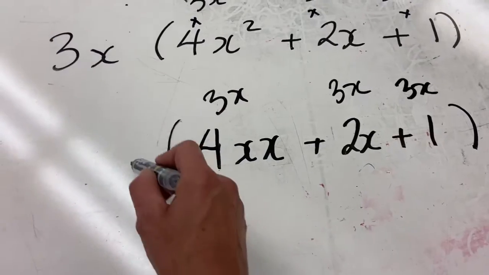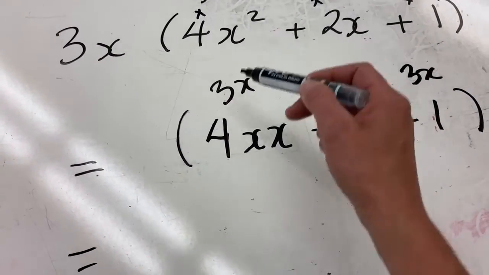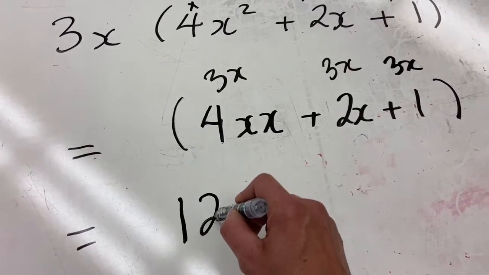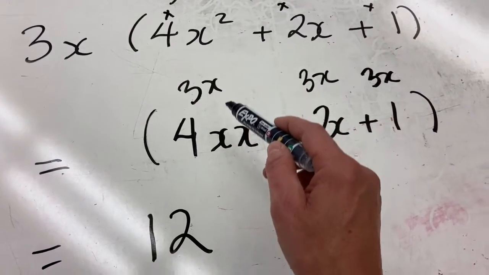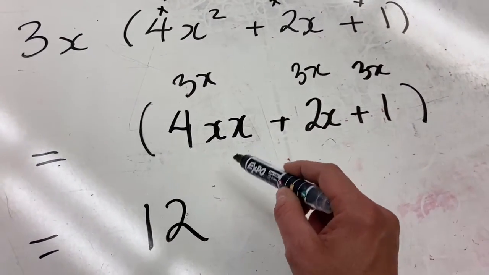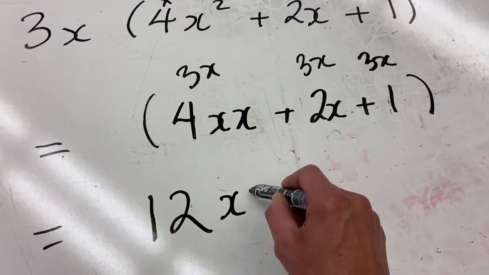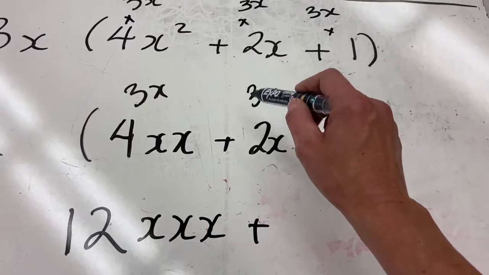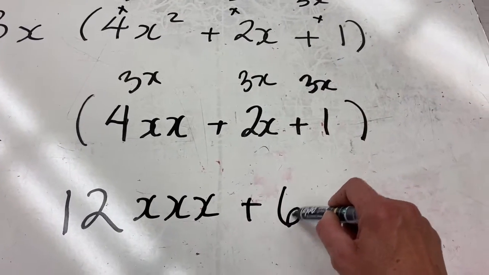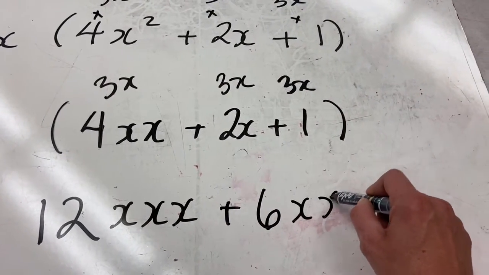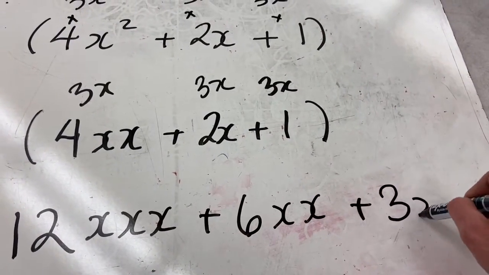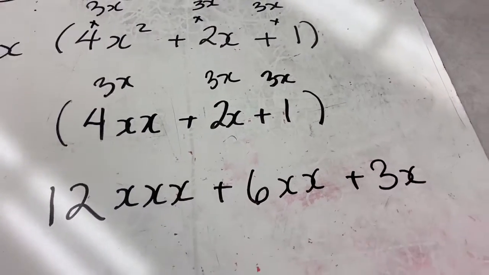So here when I'm doing that multiplication, I'm going to multiply the numbers. So 3 times 4 gives me 12. And then I have x times x times x. Here I have 3 times 2 gives me 6. X times x. And here I have 3 times 1. And I only have that 1x that was next to the 3x.